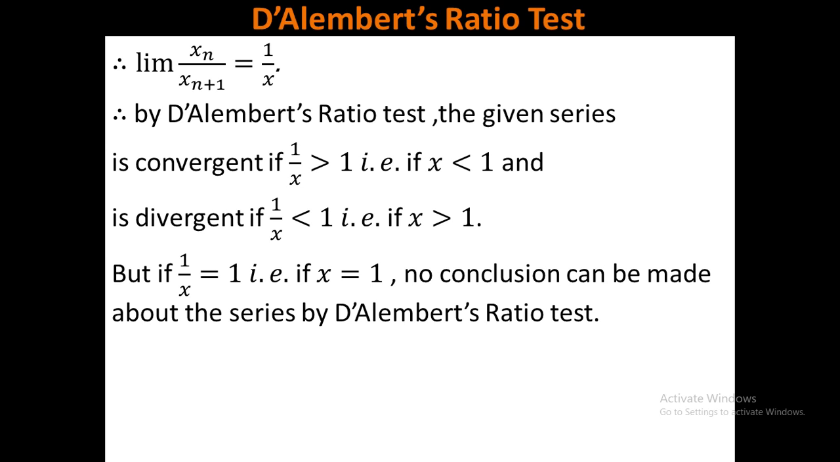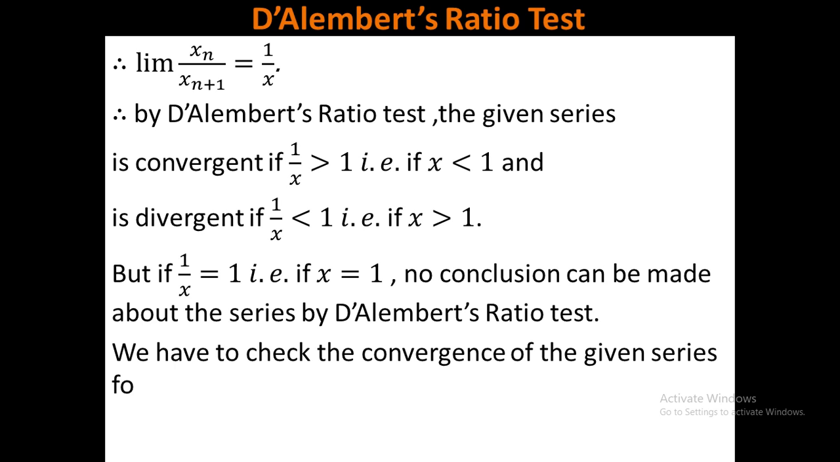Okay, so the series contains x, which is a positive real number. When x is less than 1, it is a convergent series. When x is greater than 1, the given series is divergent. But when x is equal to 1, you cannot conclude about the nature of the series by using D'Alembert's ratio test. So you have to determine the nature of the series by using another test. We have to check the convergence of the given series for x equal to 1 using another test. I will discuss the case when x equal to 1 later in another video.